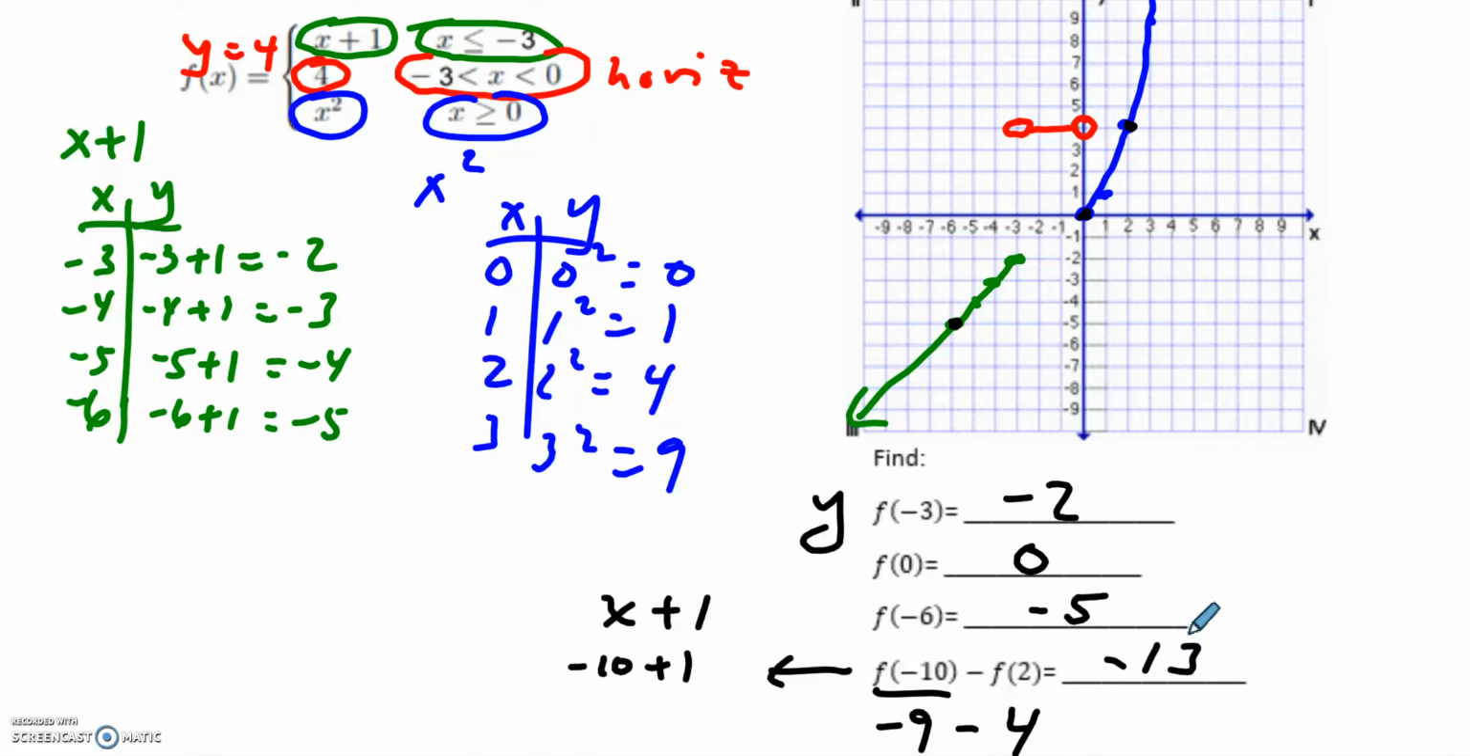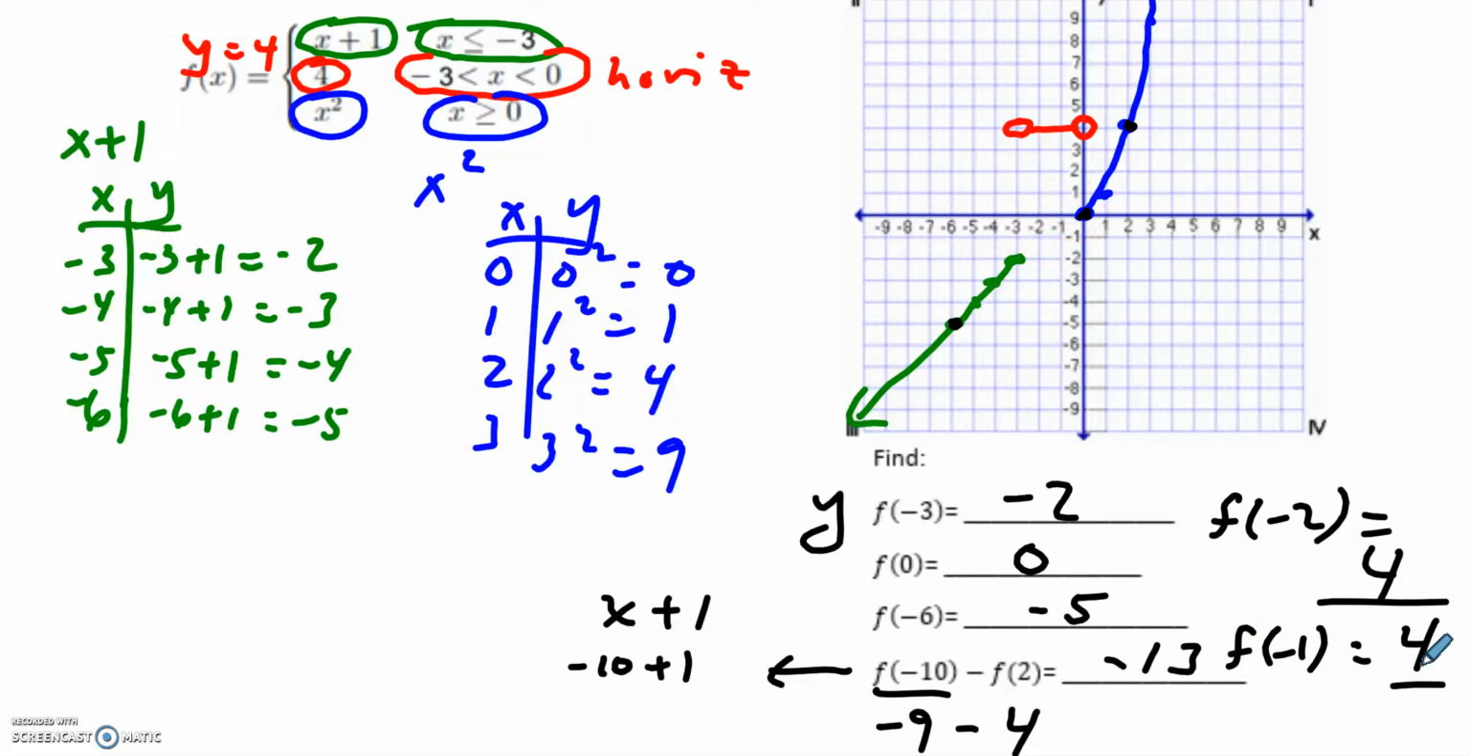Now I know this was not on your packet, but just for a little extra practice, what if I asked you to find f of negative 2, for instance? And the reason I want to point this out is if you go over to negative 2, notice that any value between negative 3 and negative 1 is going to be the y value of 4. So because negative 2 is between these two dots, the y value would be 4. Same thing if I asked you for f of negative 1, the y value would be 4 also. Just thought I'd point that out in the video.